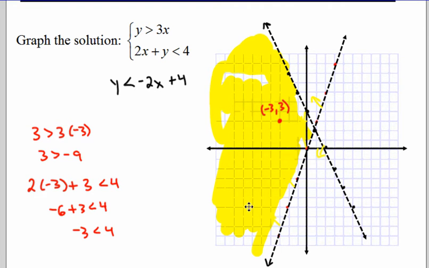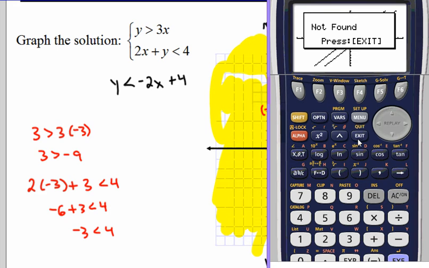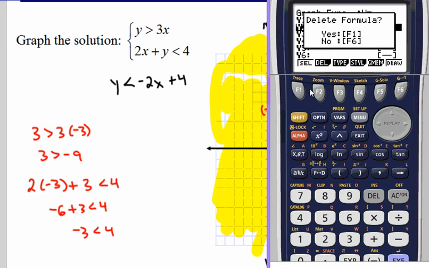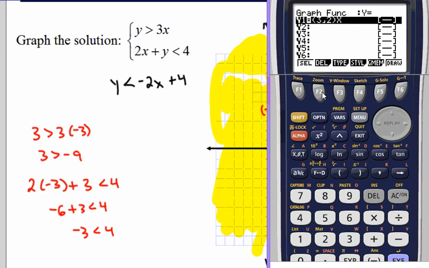I've checked it. I checked the feasible region. Okay. Now, that's how you do it without a calculator. If you can use your calculator, you can do this. I'm going to clear these things out.